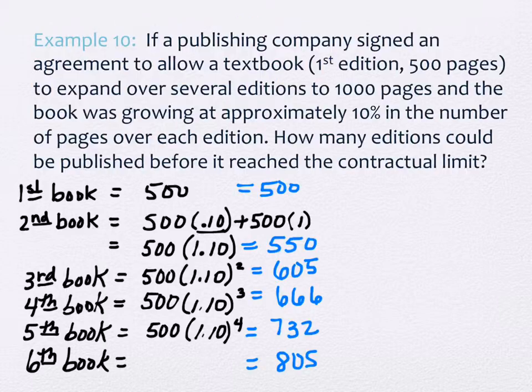Now let's go back and look at the particular problem. The question actually asks us how many editions could be published before it reaches its contractual limit. And if we've kept track in a detailed fashion, which we did on the board, right? Hopefully you did in your notes. The answer's already done, right? How many editions will we get to make of our book? 8 editions. We'll get to make 8 editions.